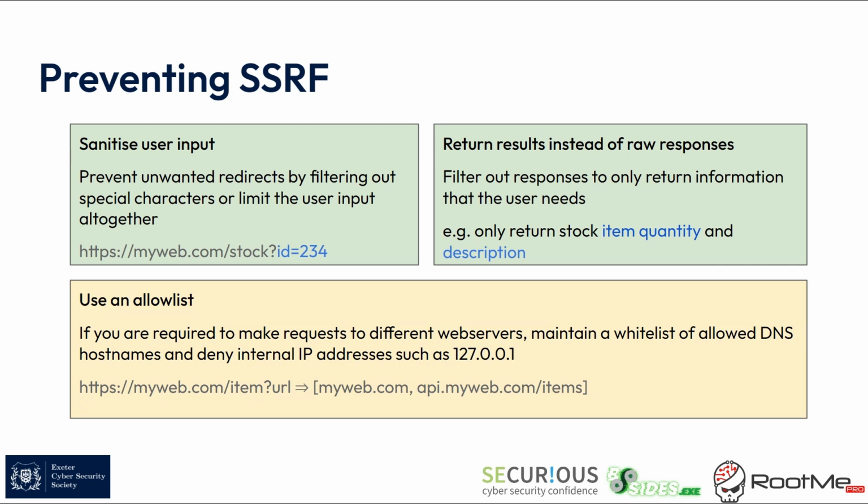And if you really have to make a request to a different web server, then what you can do is have an allow list, or conversely a deny list. And what you can do is maintain a whitelist of allowed DNS host names and deny internal IP addresses such as 127.0.0.1.